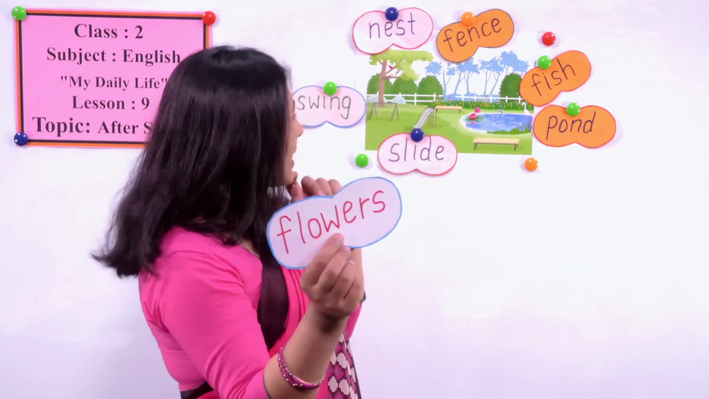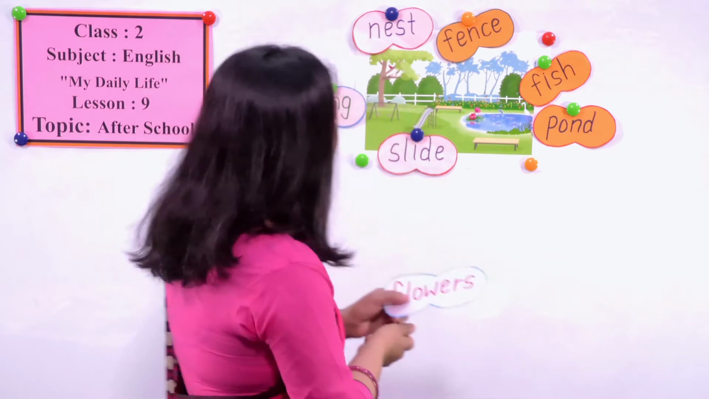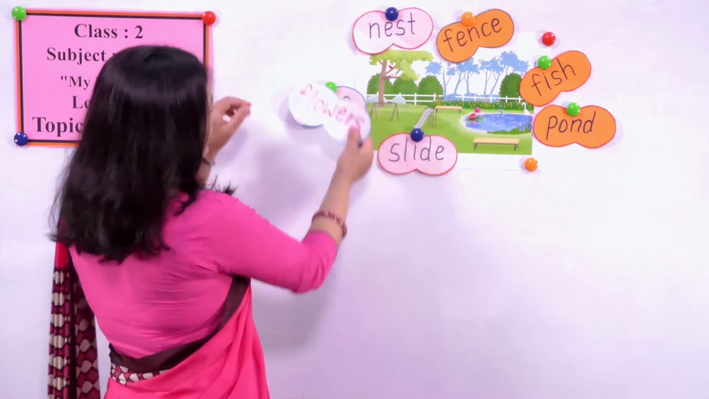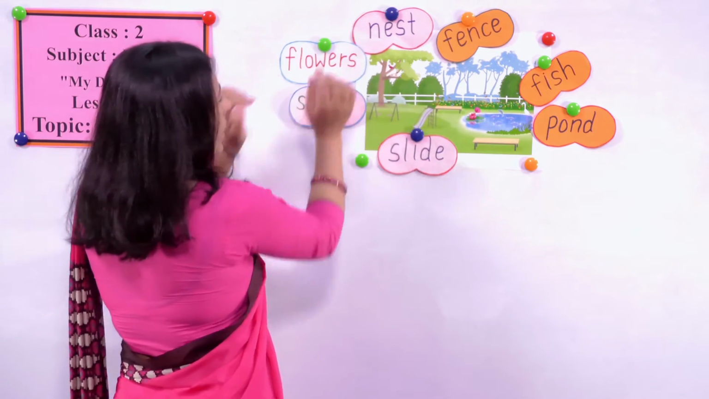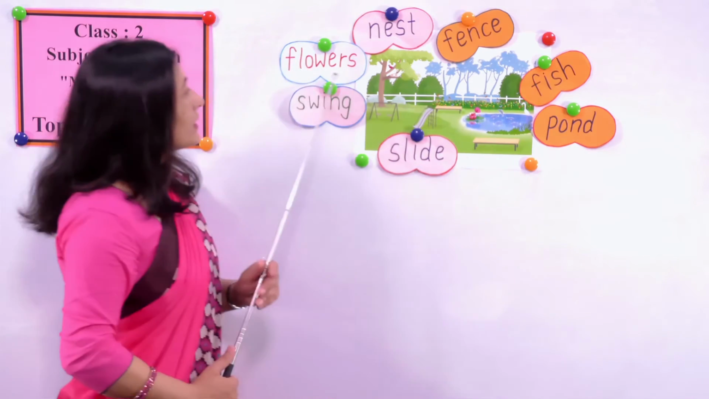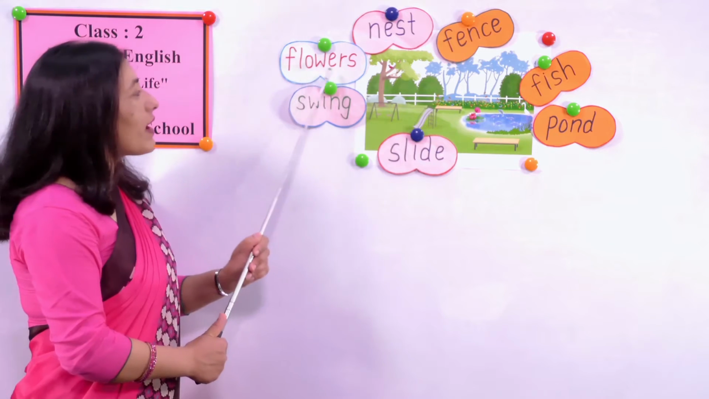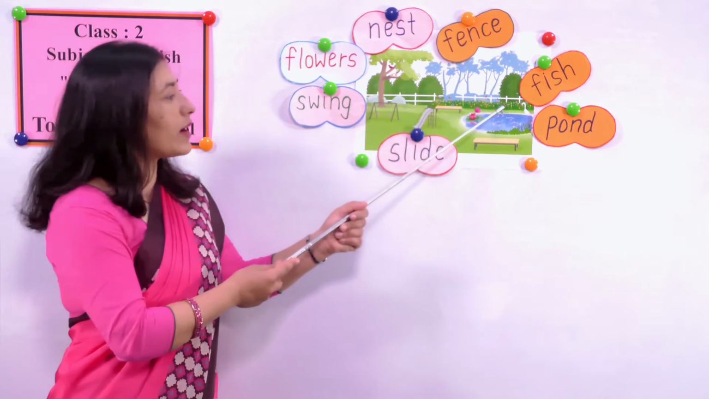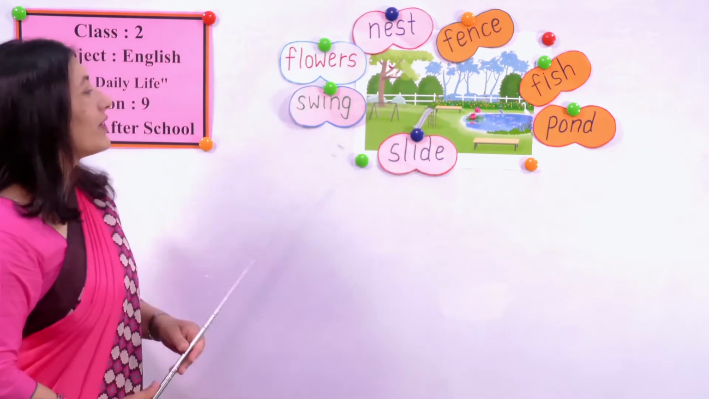So where are the flowers? Let's find out. Where are the flowers? Here we can see. So let's paste the word over here and point to the flowers. So first read. Good. Flowers. And here are the colorful flowers we can see. Beautiful flowers. Yes? Very good.